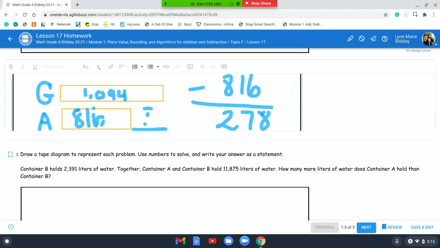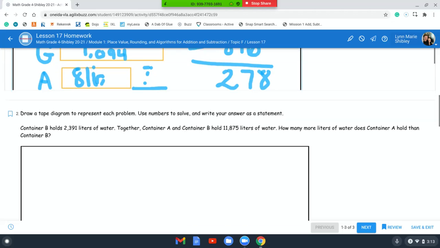We're going to look at one more problem. We will look at number 2. Number 2 says the same thing. Draw a tape diagram to represent each problem and use numbers to solve and write your answer as a statement. So container B holds 2,391 liters of water. Together, container A and container B hold 11,875 liters of water. How many more liters of water does container A hold than container B?